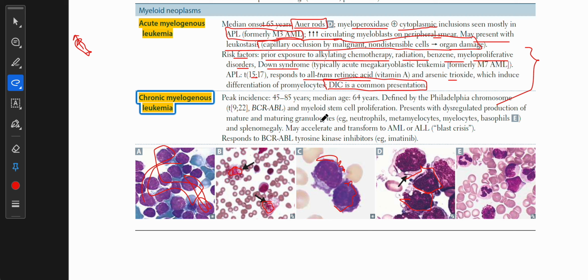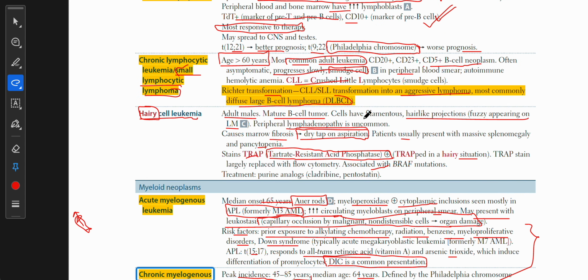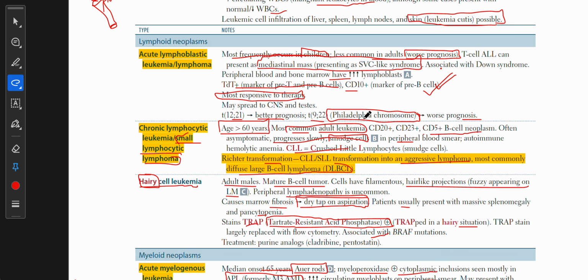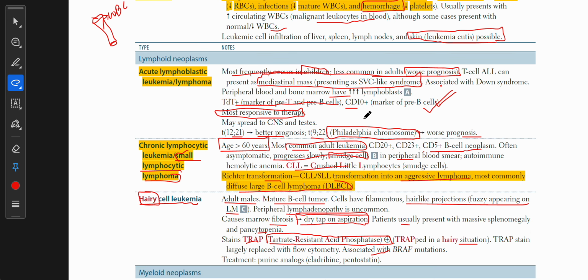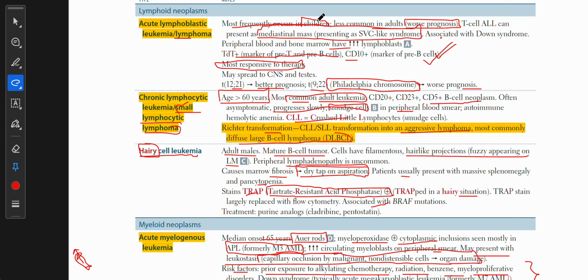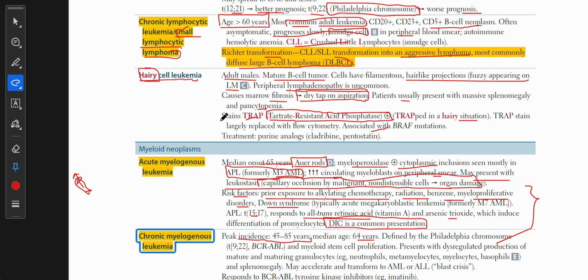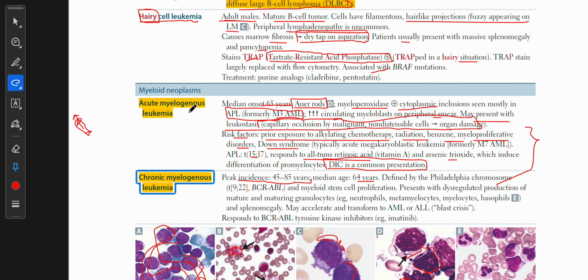And in chronic myelogenous leukemia, here are the symptoms. The peak incidence is in 45 to 85 years of age. The median age is 64 years. In AML, median onset is 65 years, and in CML, median onset is 64 years. And in these 5 leukemias, only ALL presents in children, and all of the others are present in older age. So in CLL also greater than 60 years, it is a leukemia of adult males, and in AML median onset is 65 years, and in CML median onset is 64 years, right?